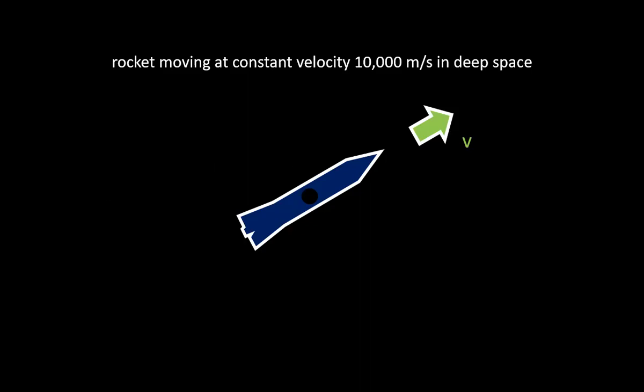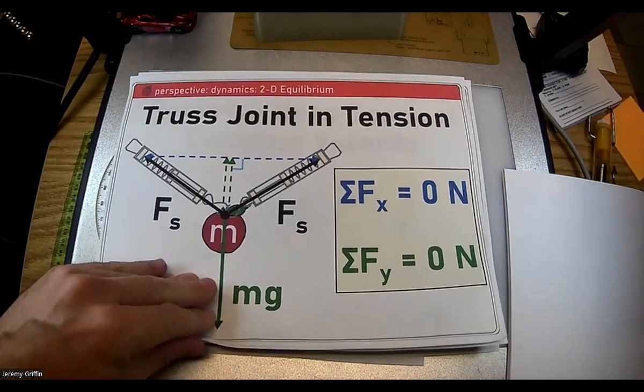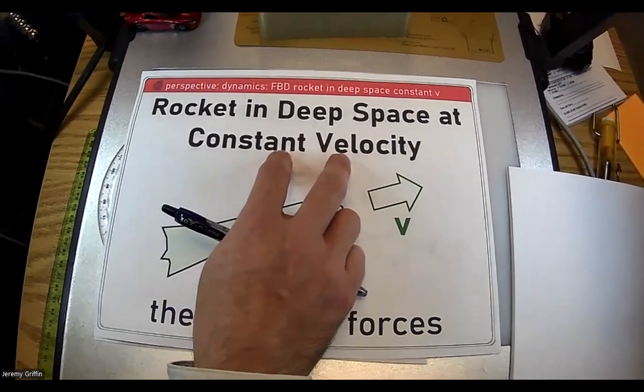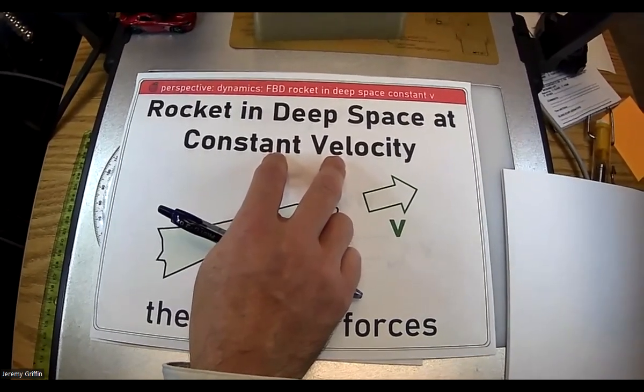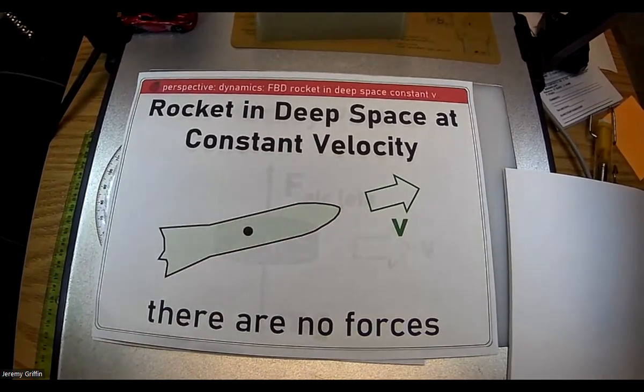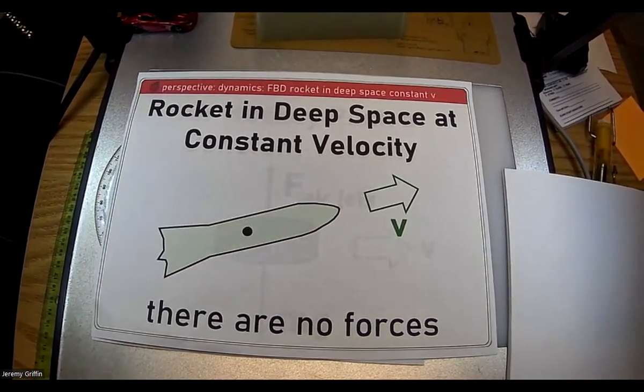What forces? None. There are no forces on that guy. Yeah, because it's just going, right? Because constant velocity, what's the acceleration? 0. So what's the net force? 0. If it's in deep space, there's no gravity forces anywhere nearby. It's just going, right? It's just going, isn't it?